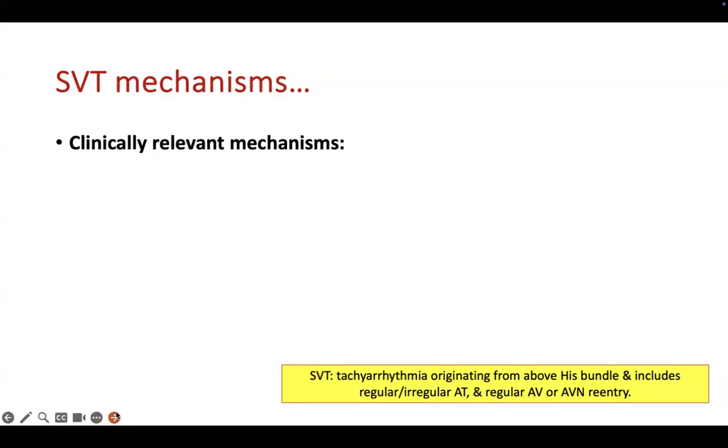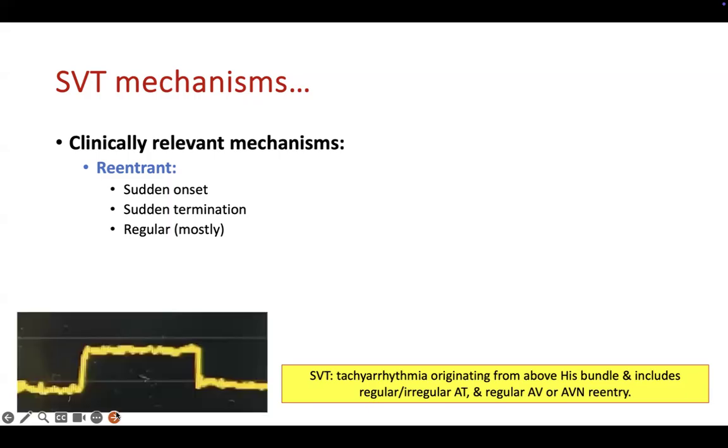So clinically relevant mechanisms for SVT, we did talk about this before: reentry, or reentrant SVT, which is characterized by a sudden onset tachyarrhythmia with sudden termination and often very regular.